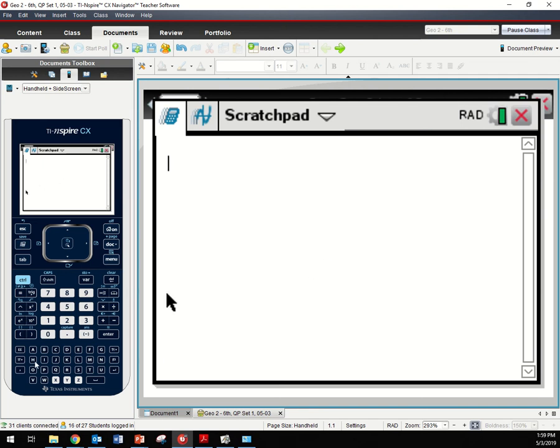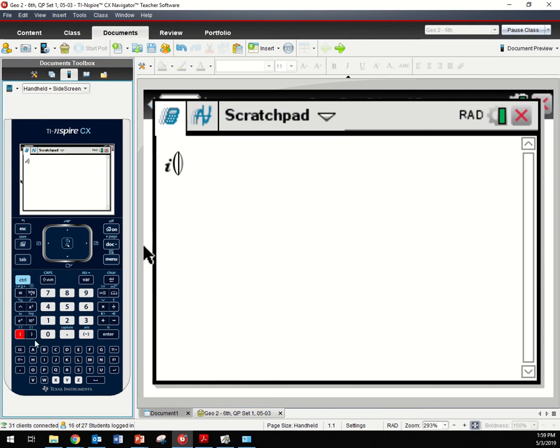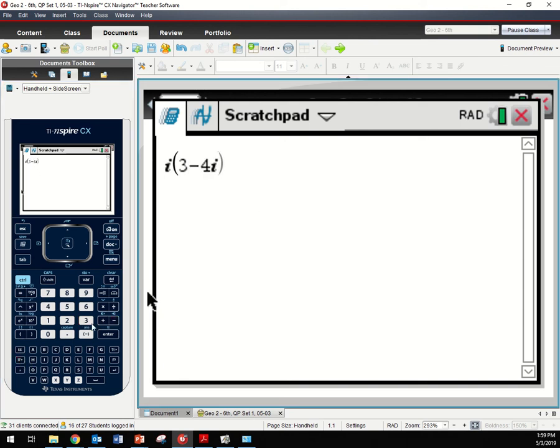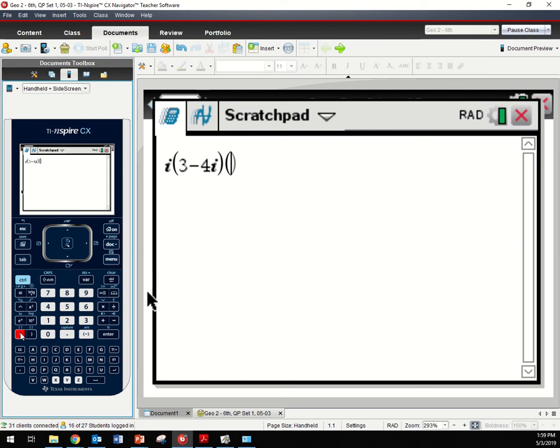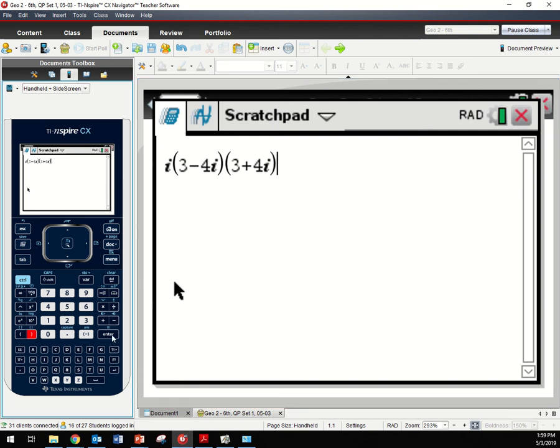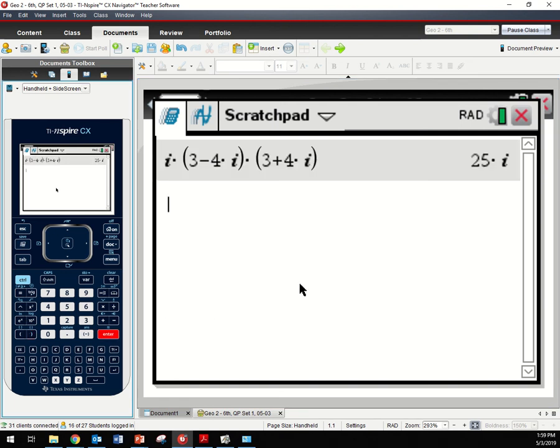Okay, so now let's take a look. I'm going to put it in the calculator. Open parentheses. What was my first number? 3 minus 4i, close the parentheses. Open a new one: 3 plus 4i, close, hit enter. 25 times i.